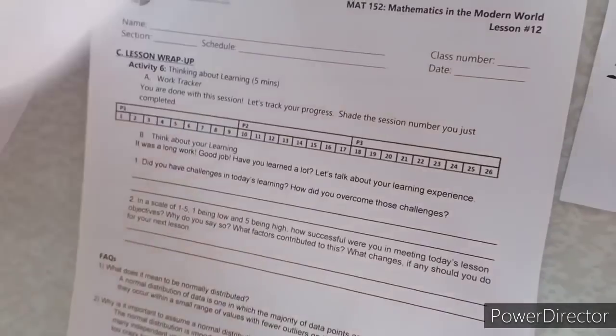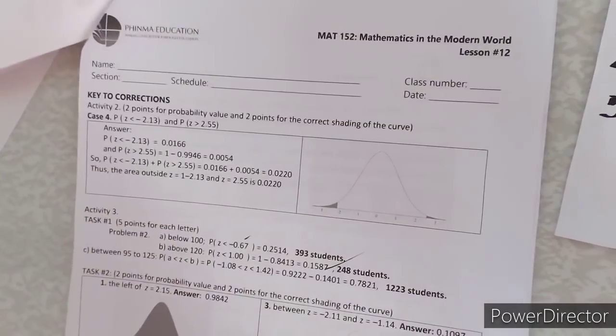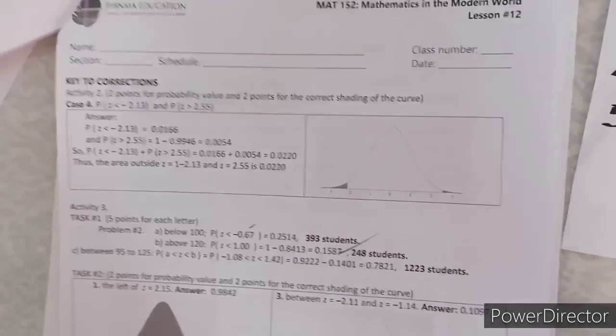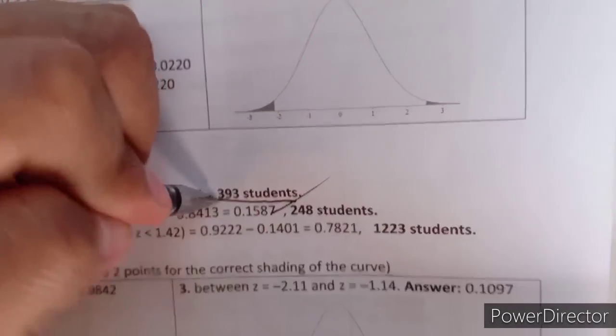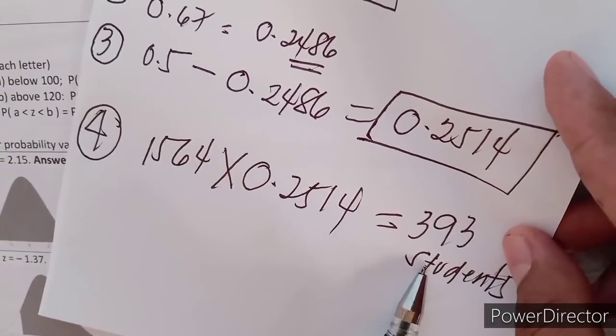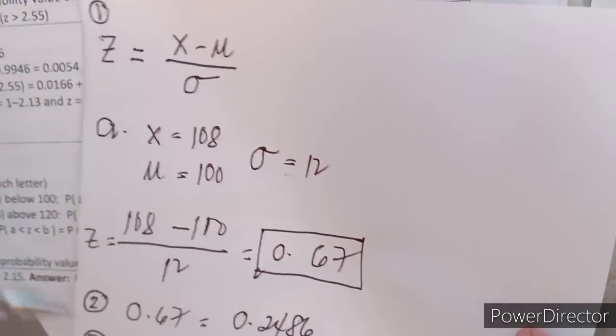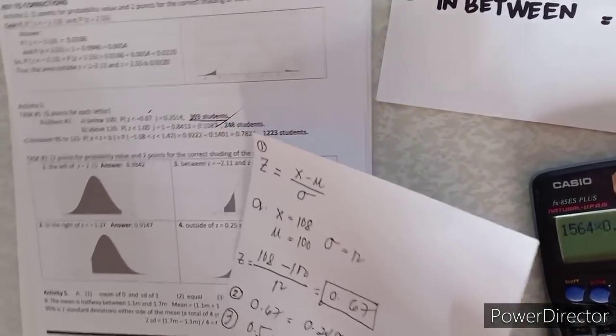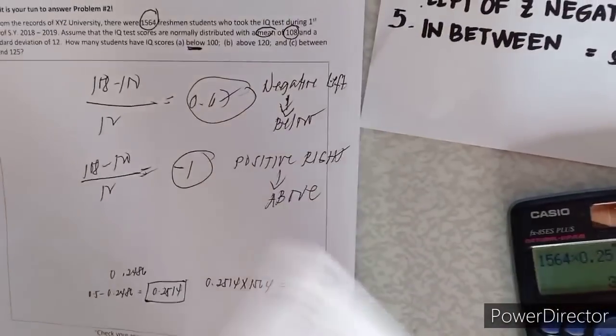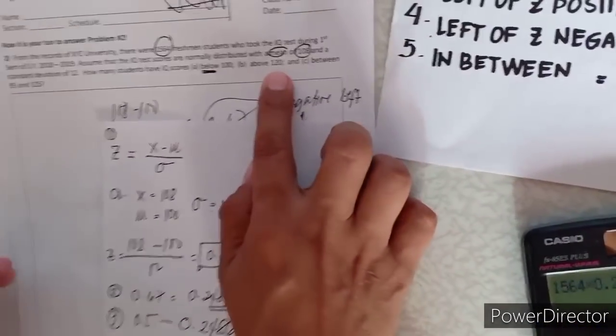Tingnan natin kung tama tayo sa ating key correction. Ito po yun. So, 393 students. Pareho po. Pero dito po, may steps tayong sinusunod. Are we clear, ma'am? Yes. That is, kapag ang tinatawag ay below. Okay? Let's have our example kapag above naman.